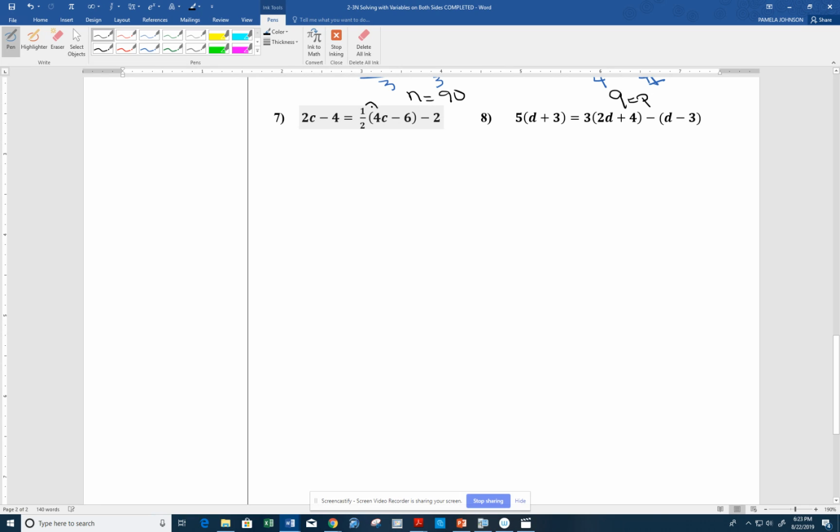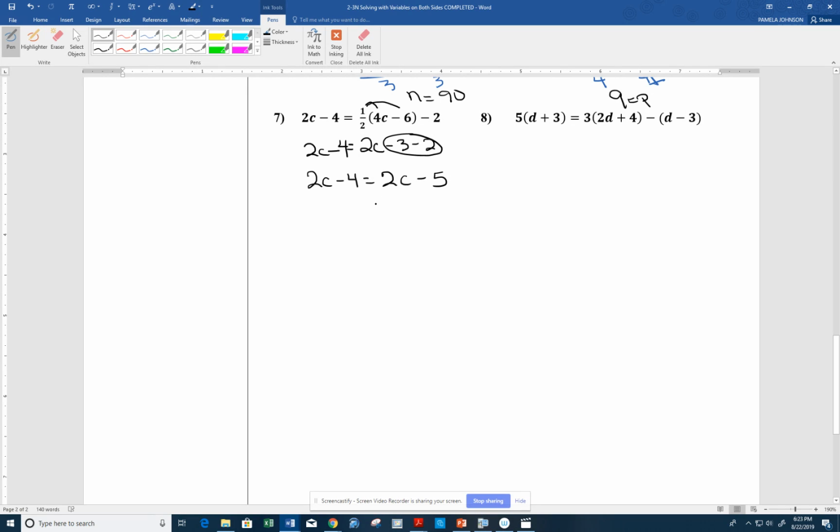Okay. So I'm going to distribute this 1/2. I have 2c minus 3 minus 2. On this side, I have 2c minus 4. That is a 4, folks. I promise. All right, so minus 4. Right here, I've got these like terms that I'm going to combine. So I have 2c minus 4 equals 2c minus 5.